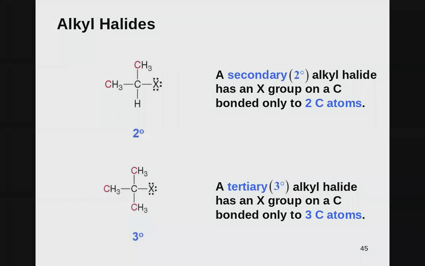Second degree should make sense at this point. The carbon that's bound to the halogen has 2 things attached to it. Again, we don't include hydrogens here. And the 3 degree or tertiary has 3 carbons bound to it. Same as with alcohols, right? Nothing new.